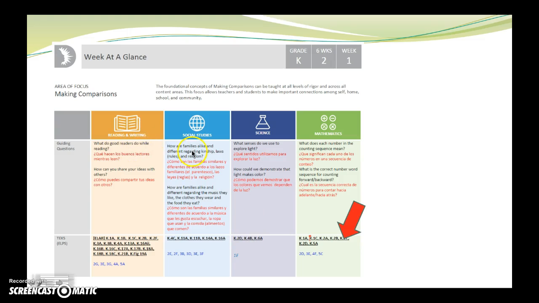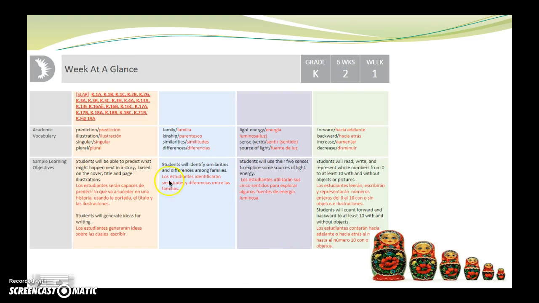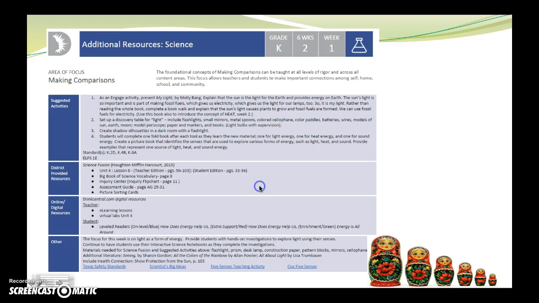And what I like about this is it's provided for every single subject area. Here are the TEKS K.2D, K.4B, K.6B, so those are your TEKS, and they're there for you. In addition, your ELPs are there too to meet the needs of your students. Academic vocabulary is provided, as well as sample learning objectives. In addition, there's additional resources. This deals with making comparisons.